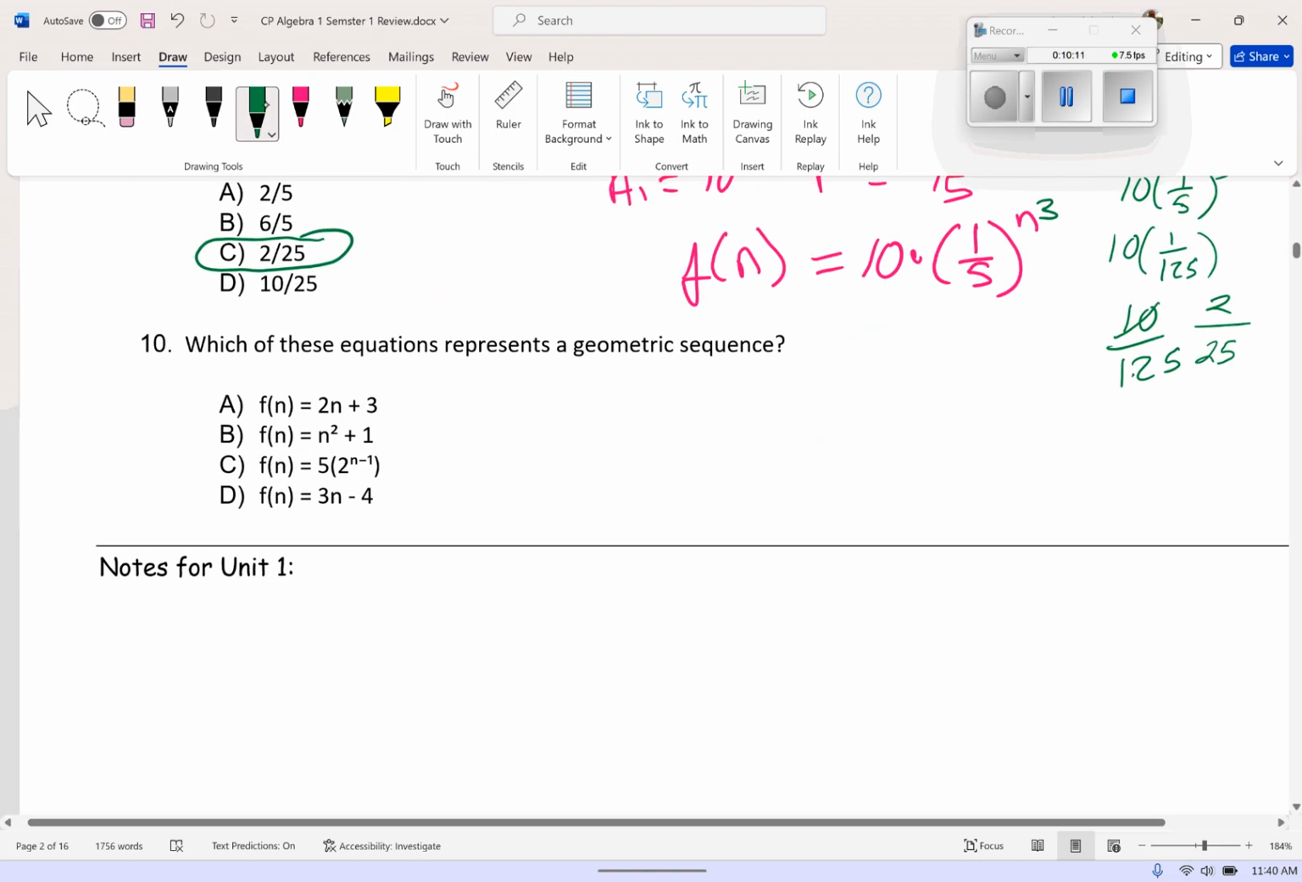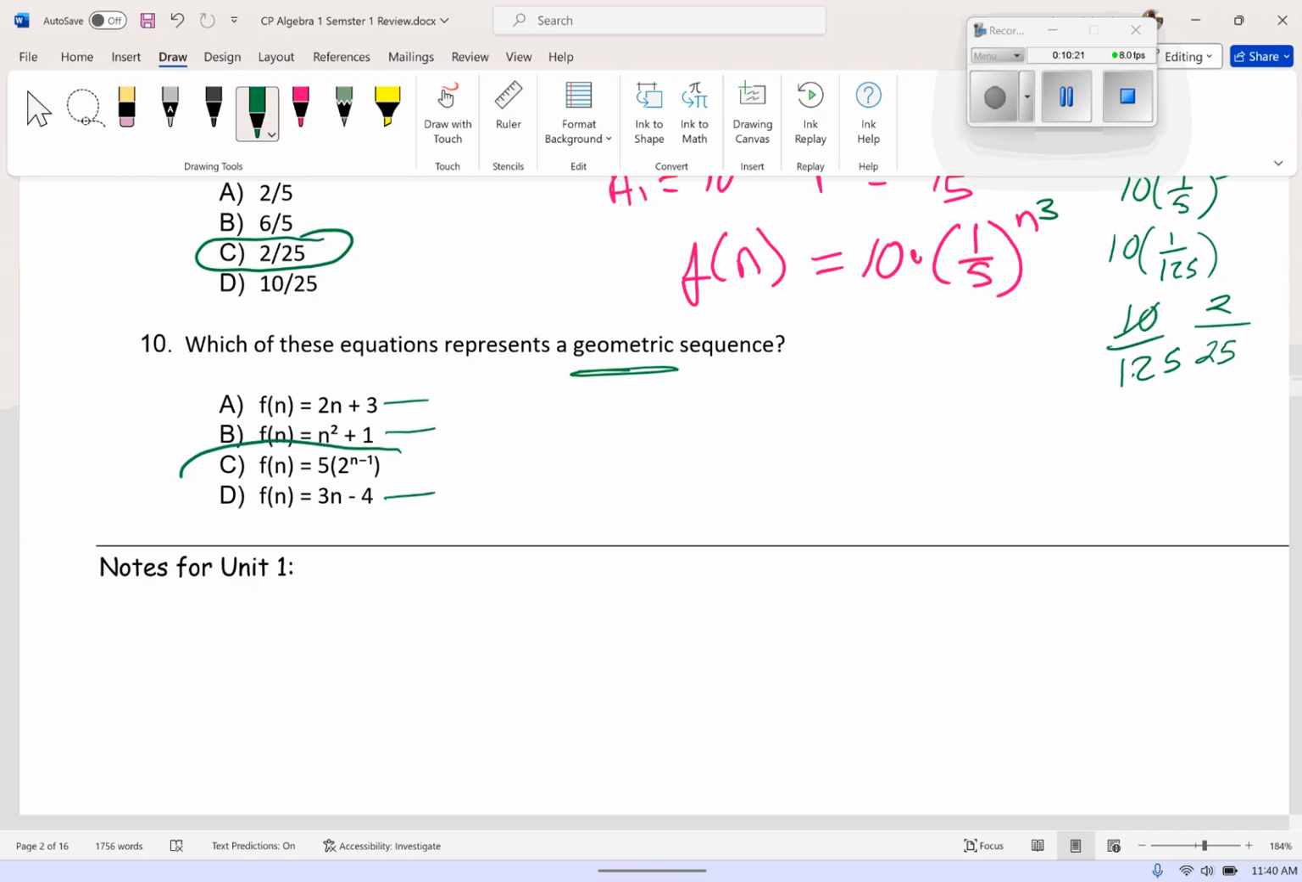Which of these equations represents a geometric sequence? Geometric sequence, remember, has a common ratio, so it's not that one, it's not that one, it's not that one, so it has to be letter C.